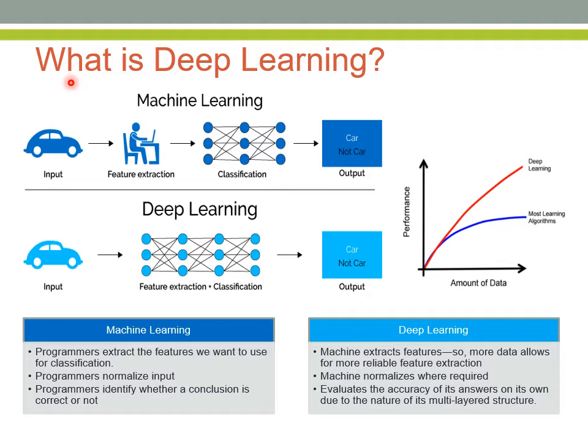In deep learning, the machine will extract the features and will rank the features eventually. It will normalize where it's required, and then through the feed forward and back propagation loops, it will evaluate its own accuracy and will update the weights so that it can actually learn from itself. And at the same time, it will then select the features that have the highest value for producing the best output.